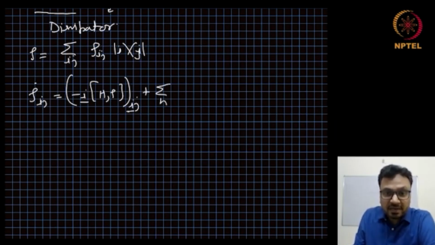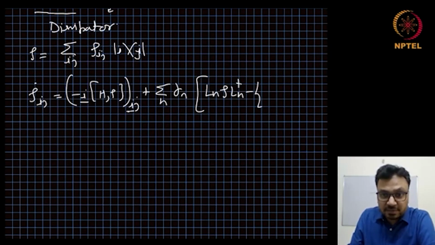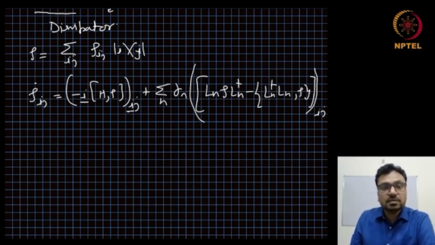Plus the sum over n of γn times the ijth element of Ln ρ Ln† minus half of Ln†Ln ρ and so on, where the Ln are the Lindblad operators. If we have two matrices A and B, and if we say A equals B, then every ijth element of A should be equal to the ijth element of B. This is the property we are using in this equation.